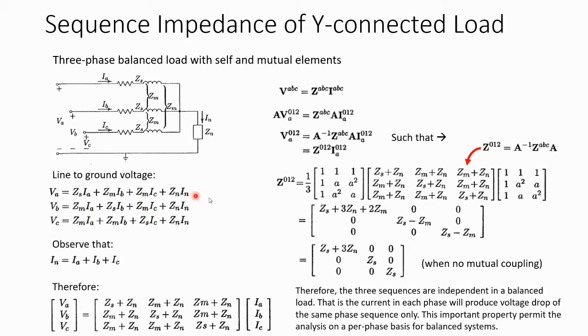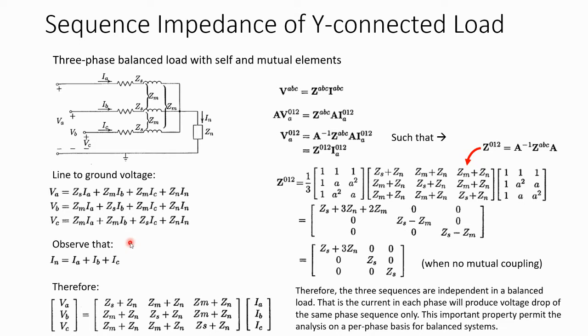Take the VA equation as an example. VA is equal to Zs multiplied by IA. This is the first voltage drop that contributes to VA, and then Zn In is also another voltage drop that contributes to VA, and then you also have the mutual impedance that contributes to VA as well. So the Zm over here is due to IB, and the Zm over here is due to IC. Therefore you have this and this term over here, and similar logic can be applied to VB and VC.